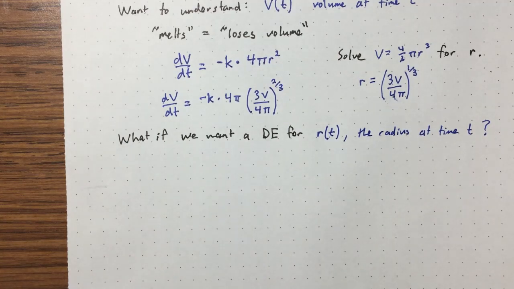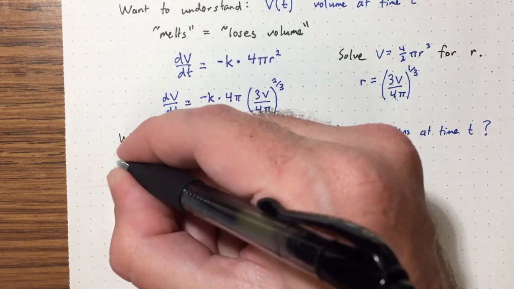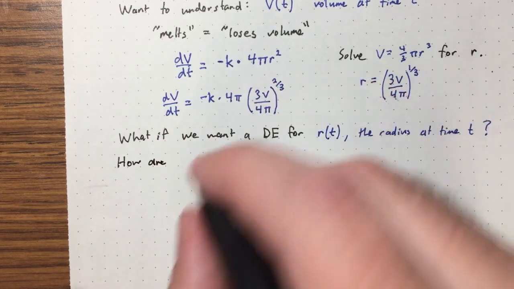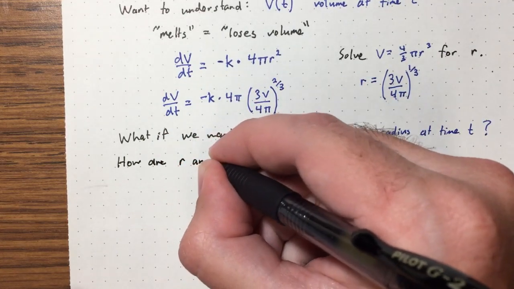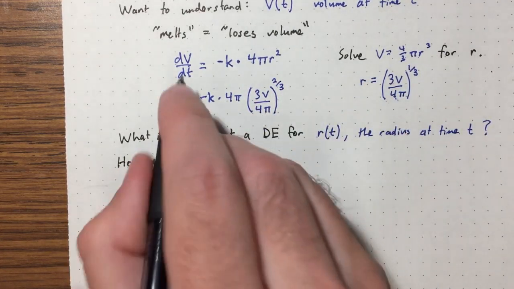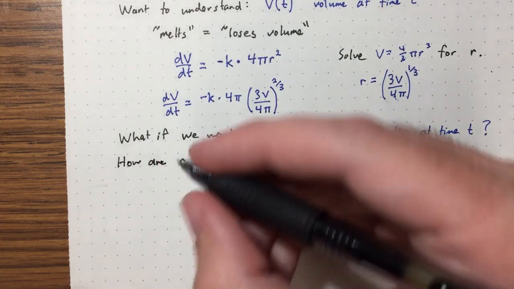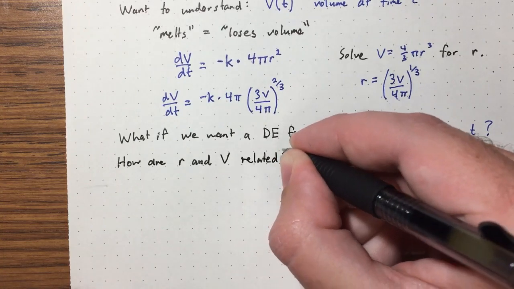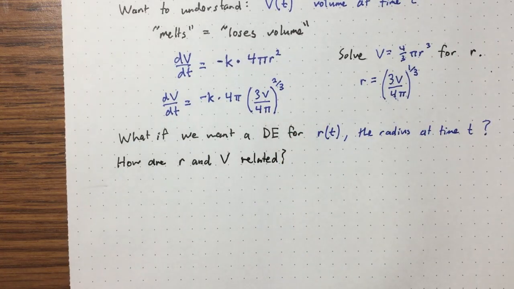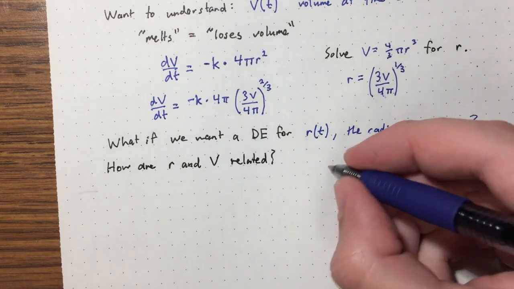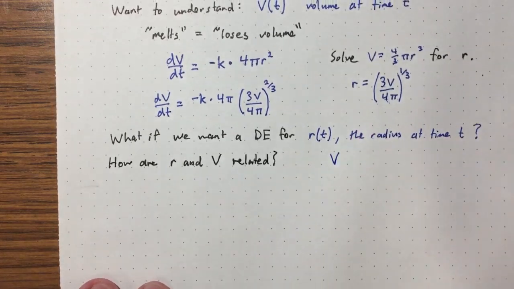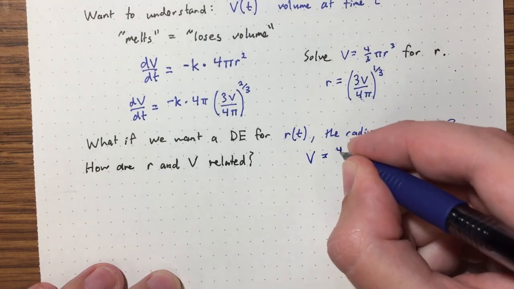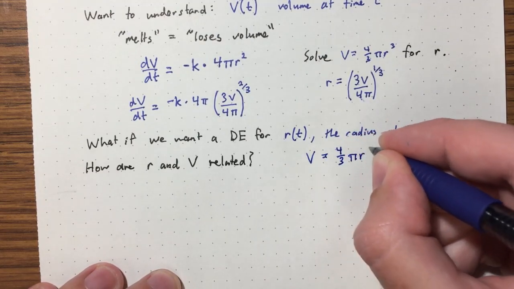How do we get that? Well, again, this is how you change variables. So we ask how are r and V related? R is the new one. V is the old one that we already have the differential equation for. It's clear how V and r are related because we've already written it down a couple times. V is 4/3 pi r cubed.